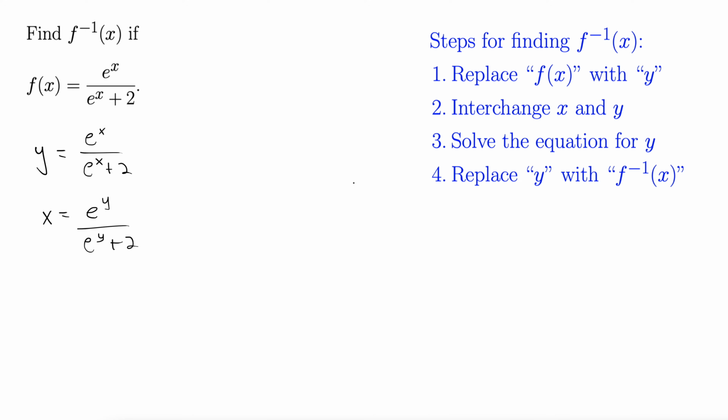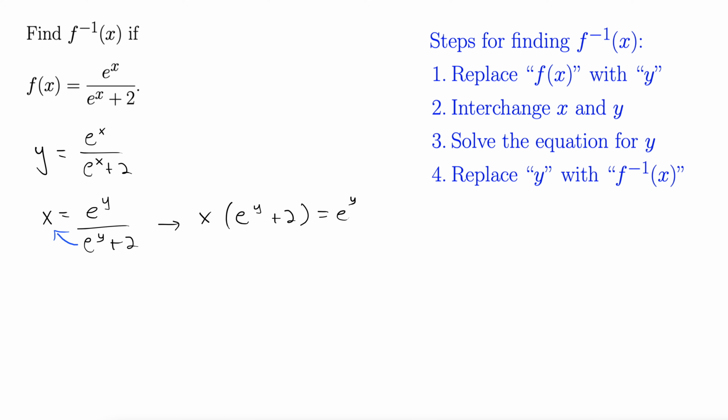And now the challenging part, solve this equation for y. Well, we need to get y by itself here. So let's first begin by bringing this denominator up by multiplying it by the other side. So this gives x times the quantity e to the y plus 2 equals e to the y.